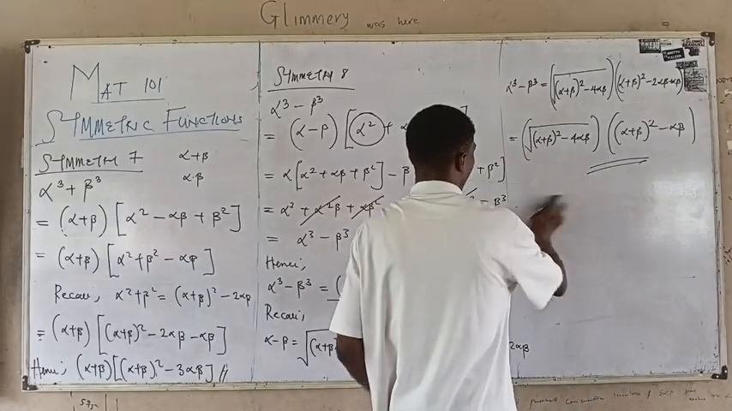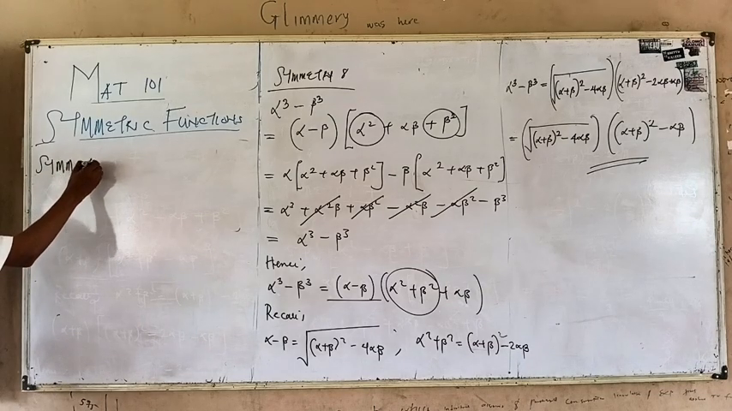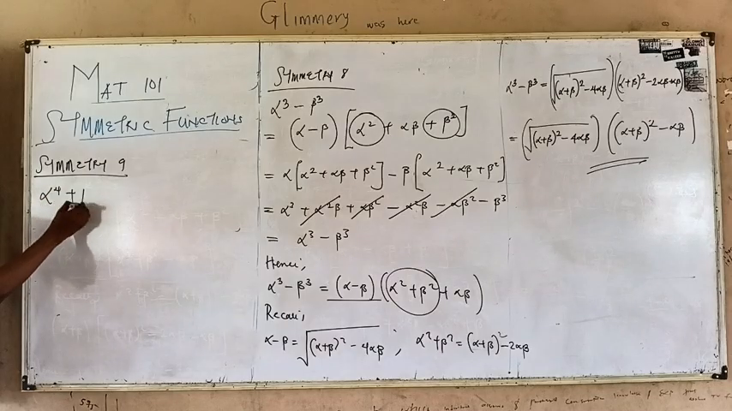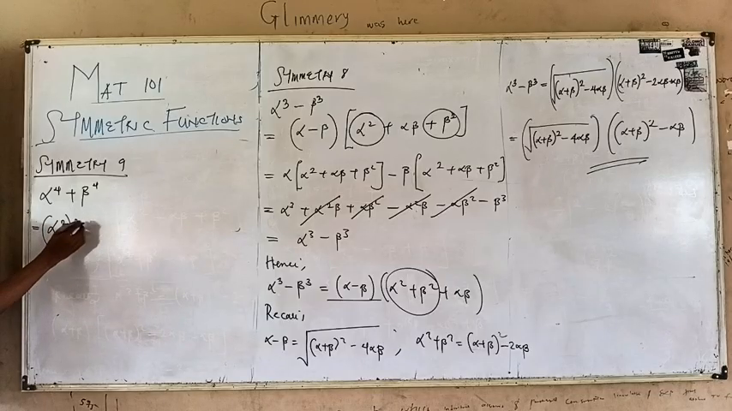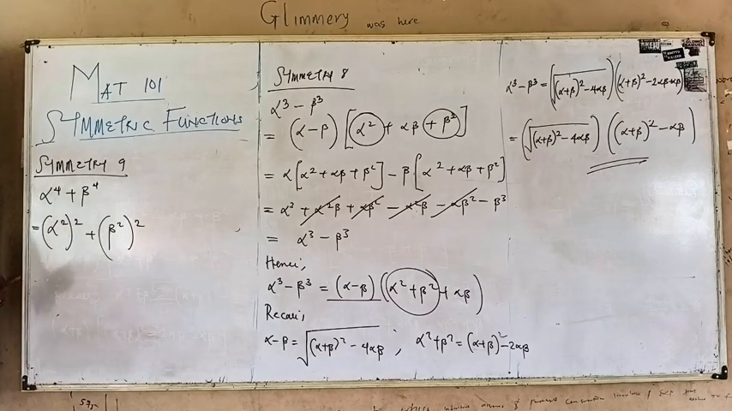Exactly. So let's try the one that involves symmetry 9. Symmetry 9 says when you have alpha in the power of 4 plus beta in the power of 4. Hello? Please, attention, please. Can I express this as alpha square, then square? Yes. Then can I express the beta square, then square? Recall, remember I told you, know what we do to make it more easy for us.